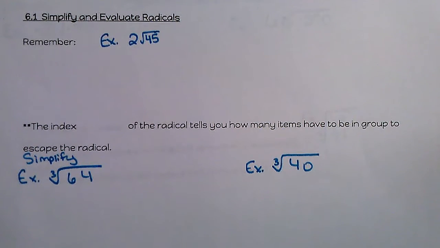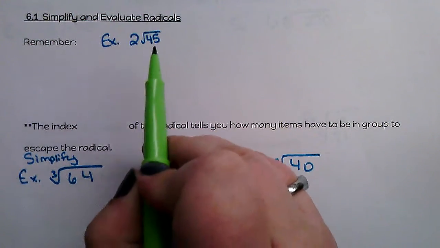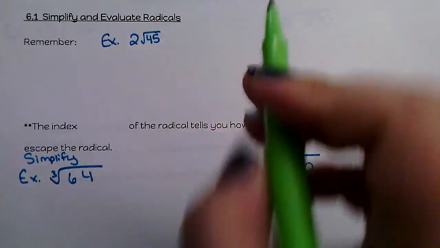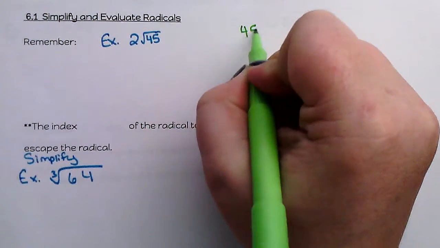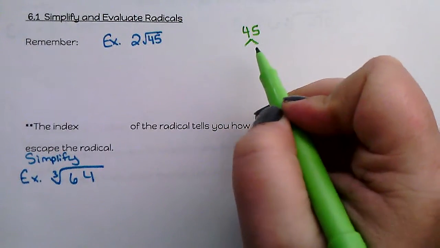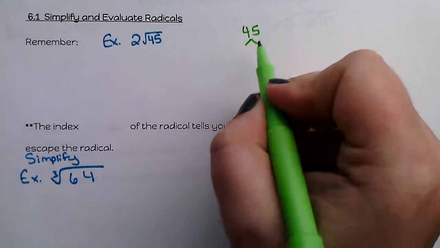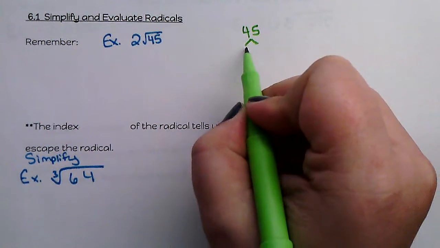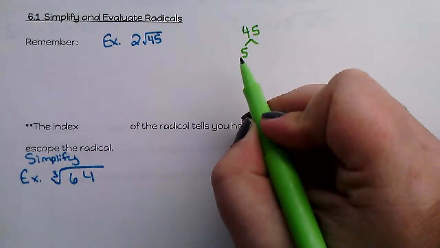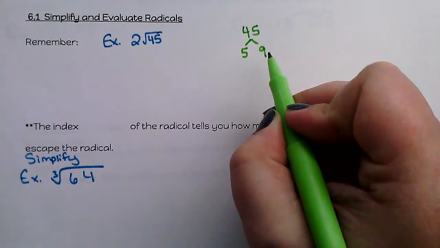So this video is going to talk about simplifying and evaluating radicals. When we first learned to simplify radicals, we just had numbers under them. So what we did when we had a number under there was we made a factor tree. For factor trees, we just take 45 and divide it by anything it can divide by. You can just Google factors of 45. And one of the things it divides by is 5. So 45 divided by 5 is 9. So we put the two things that it divides by.